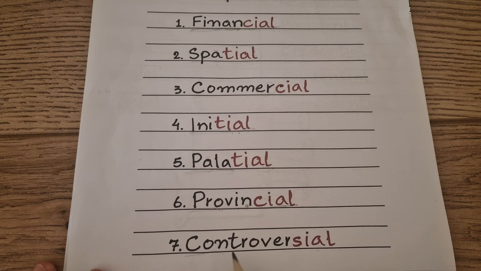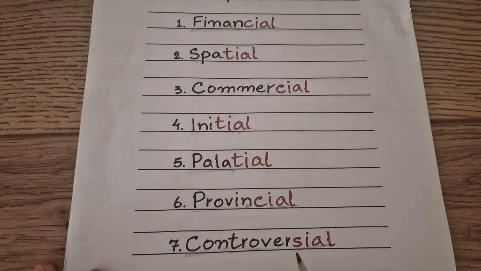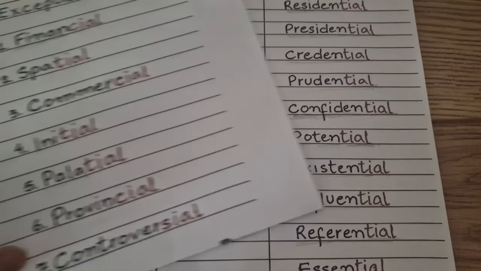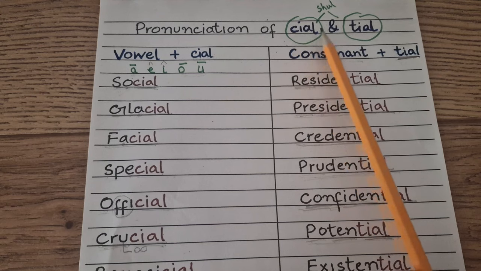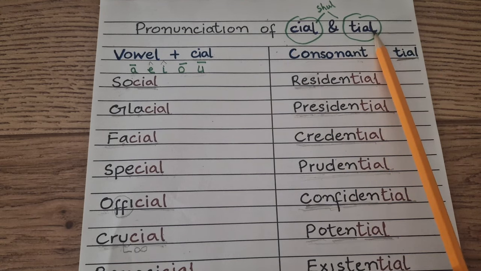Con, tro, ver, shall, controversial. In this word, you can see S-I-A-L makes the sound "shell". So this is also a most common exception. You have to memorize this word. Controversial. Now watch this video again and try to remember this pronunciation of C-I-A-L and T-I-A-L.